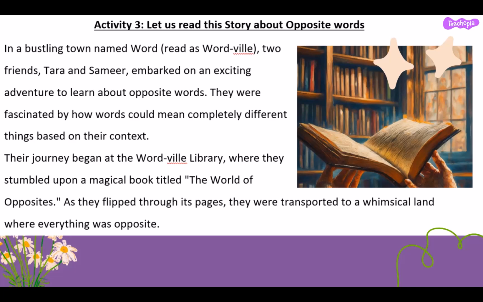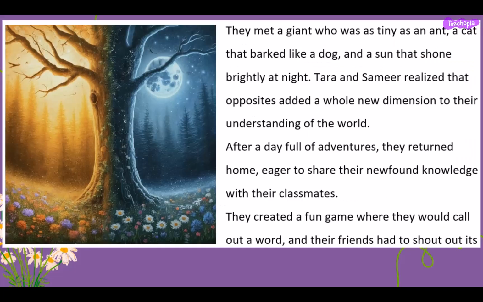Their journey began at the Wordville Library, where they stumbled upon a magical book titled The World of Opposites. As they flipped through its pages, they were transported to a whimsical land where everything was opposite. They met a giant who was as tiny as an ant, a cat that barked like a dog, and a sun that shone brightly at night. Tara and Samir realized that opposites added a whole new dimension to their understanding of the world.